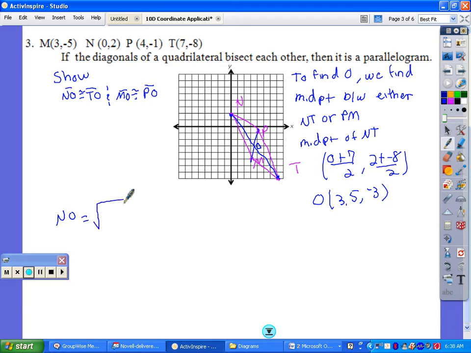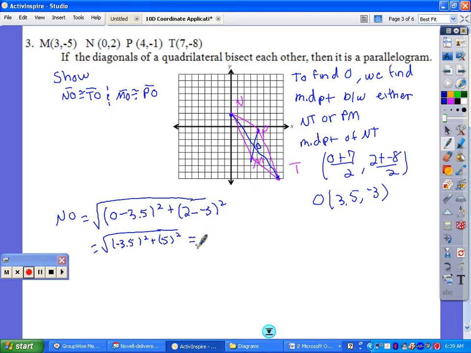So for this, the distance formula, we take the square root of x1 minus x2. So I'm going to do 0 minus 3.5 squared plus, and then it's y2 minus y1. So I'm going to do 2 minus negative 3 squared. And that gives us negative 3.5 squared plus 5 squared. And if we simplify that, we get 6.103 if we square them and take the square root. Make sure that when you square negative 3.5, you get a positive. So that's our one diagonal.